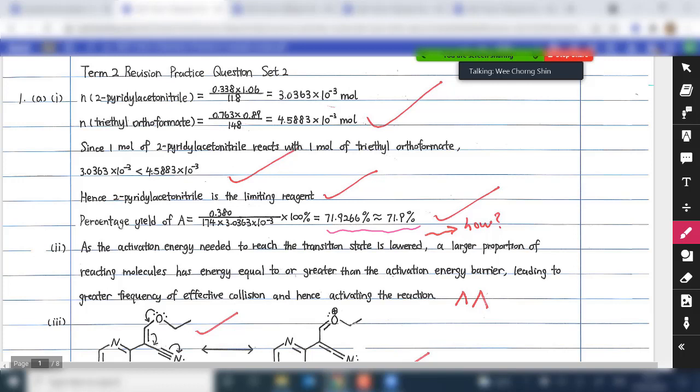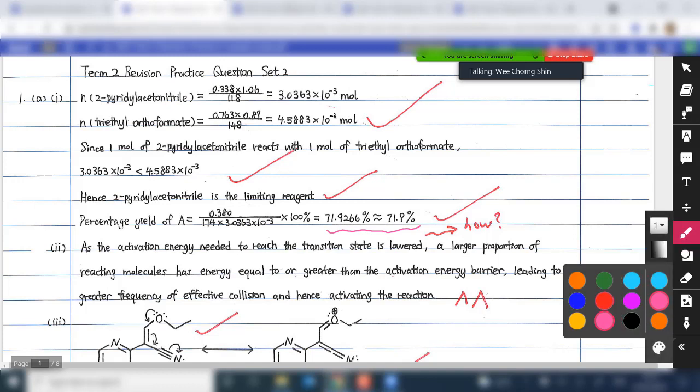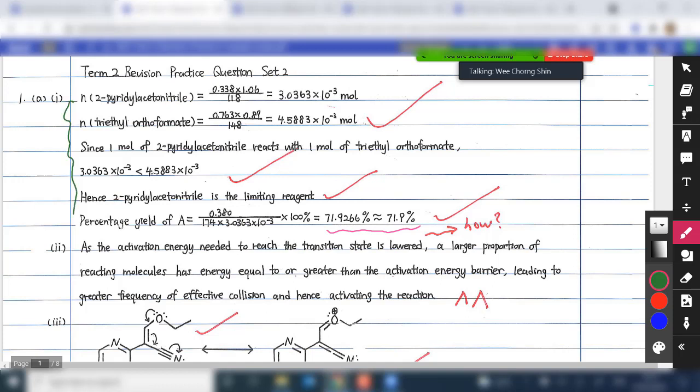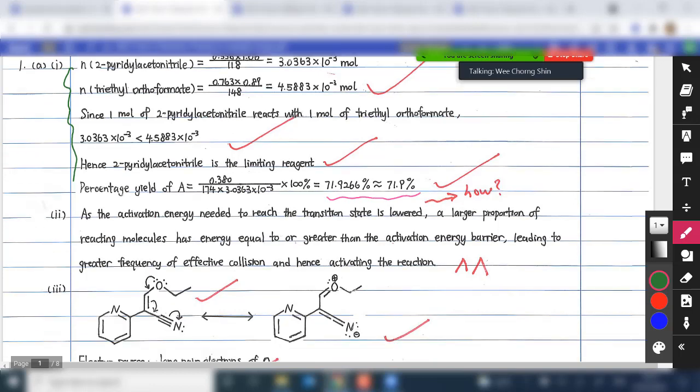I'm not going to go through everything because I don't think most of you have a problem with this. But take note that you need to showcase why one of the reactants is the limiting reagent before you jump to your conclusion. That's crucial in answering this question.